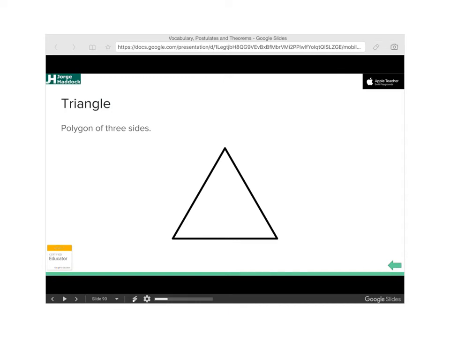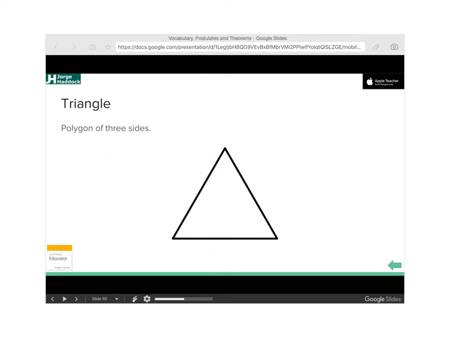So in this lesson, we're going to be classifying triangles. First, I need to define what a triangle is. As you know, a triangle is a polygon of three sides. That's it. It's a closed figure, right? And of three sides. And this is the definition.